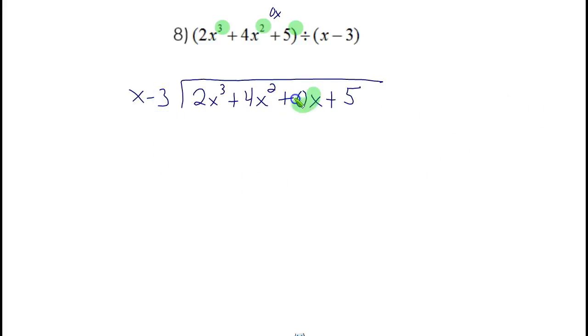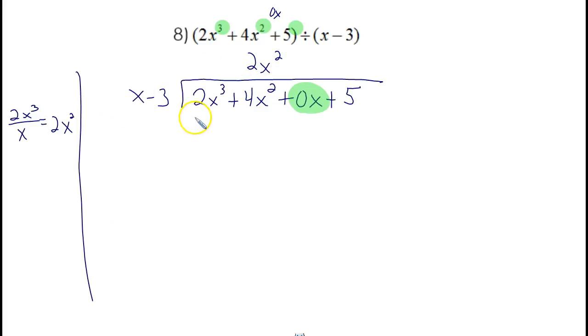So I'm bringing attention to the fact that this placeholder here is super important. You've got to do your countdown and make sure there's nothing missing, and if there is a term missing, you put in a 0 placeholder. All right, this is just a regular division problem now. So how many times does x divide into 2x to the third power? And that's 2x squared times. So I line it up over the x squareds and multiply.